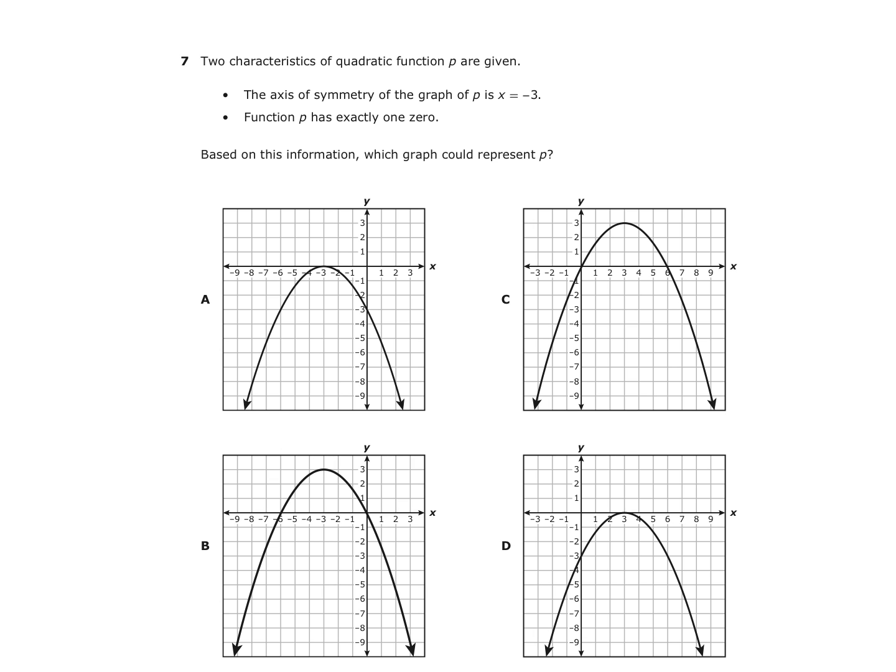For number 7, two characteristics of a quadratic function p are given. So a quadratic function here, we know that we have something x squared, and the axis of symmetry is given. And let me see.